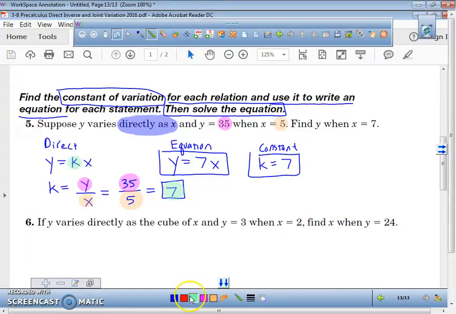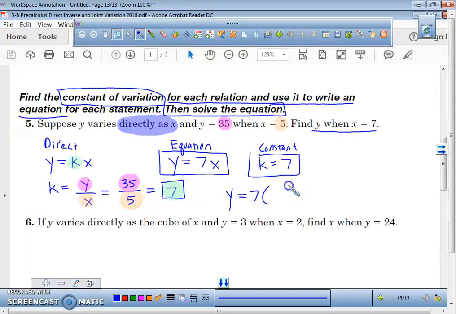Solve the equation for what? No. It says find what? Find y when x is equal to 7. So what are we going to plug in there? 7 times 7 is 49. Bam. So when it says find your y value when x is equal to 7, you're going to use the equation and you're going to plug in a 7. I'll highlight it right here in case you're wondering. You're going to plug in a 7 right there for x, and you have your y value of 49.